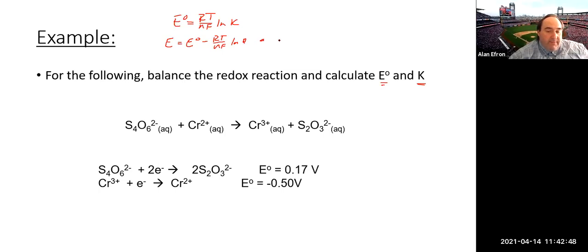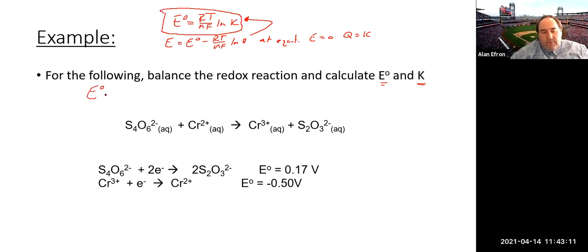So at equilibrium, E would equal 0, Q would equal K. And when you do that, that's sort of how you get back up to there. So we would want to use this equation here. We want to calculate E of the cell. Whichever way you're doing it, I will do the subtraction. So I'm going to do my cathode minus my anode.